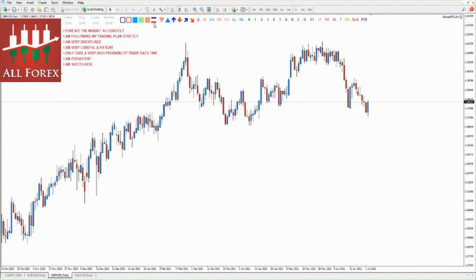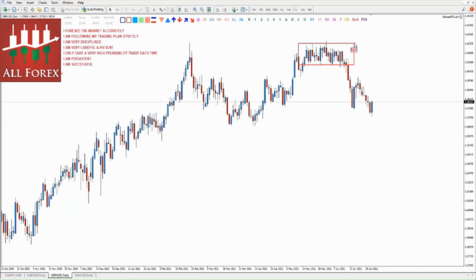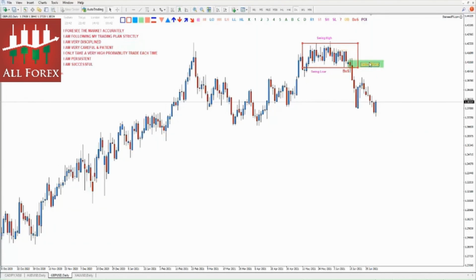Last week I drew this as my swing high, swing low, since this is sideways, and here is my break of structure. So this is my swing high, this is my swing low, break of structure, and my order block was the last bullish candle. Oh, sorry, it should be over here. So here is my order block, the last bullish candle before the breakout happened. Now it didn't hit. The same thing like AUD dollar.